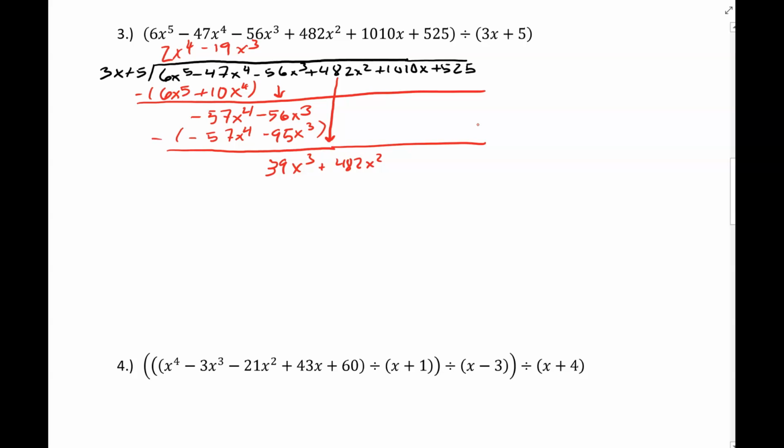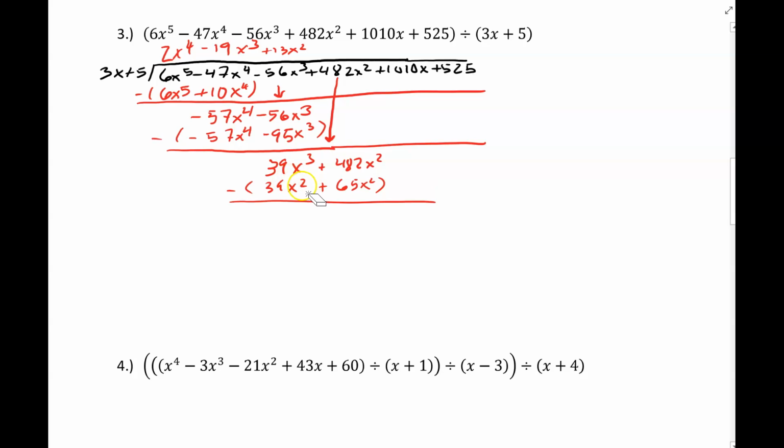And ask the same question over again. So what times 3x gives me 39x cubed? Well, that's going to be 13x squared. And then I multiply that to both terms of my divisor. And subtract down.